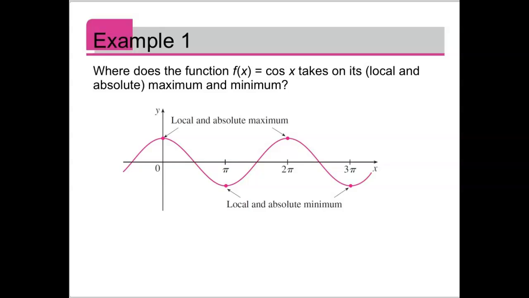All right, where does cosine x take on its local and absolute maximum and minimum? So cosine is a wave function, and it continues indefinitely, and actually at every vertex, it has both a local and absolute extreme value. All right, so where do those happen? What we'll do is establish a pattern. So it has its local / absolute maximums.